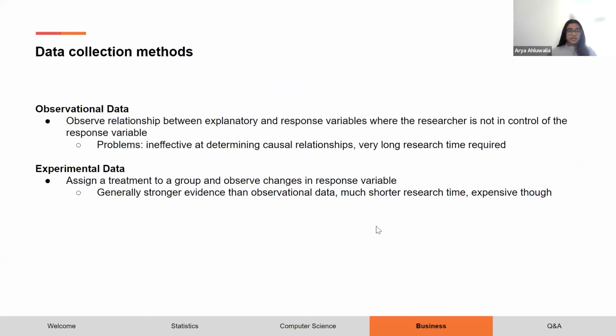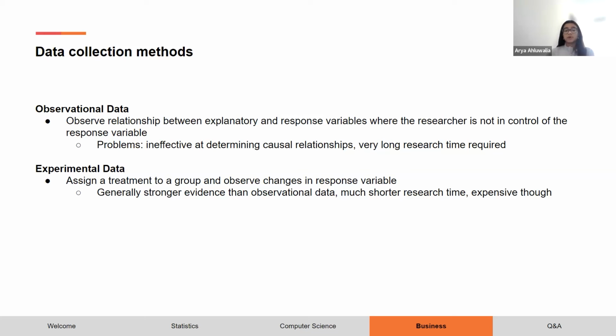Moving on, let's look at data collection methods. There are two main types of data: one is observational and one is experimental. In observational data, the researcher is not in control of the environment or the response variable. The data is collected purely by observing a relationship between explanatory and response variables. The issue is that since the researcher is not in control of what's happening, they're simply observing, this type of data is ineffective at determining causal relationships, and it also takes a long research time.